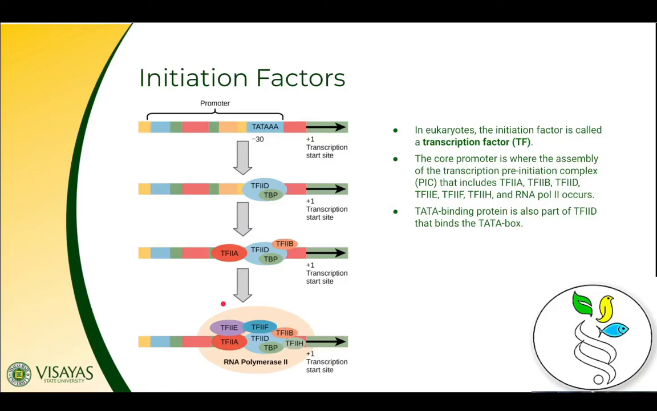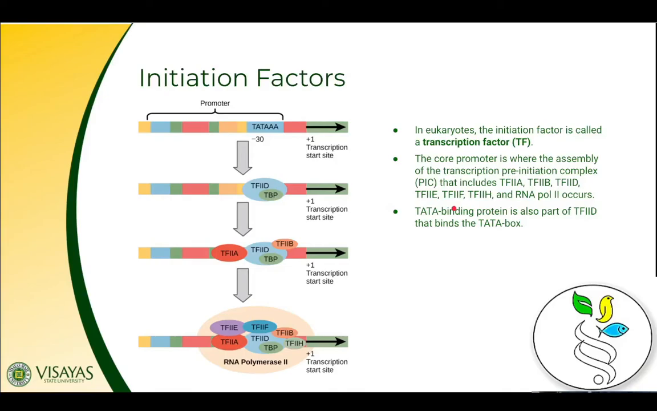Okay, so the core promoter is where the assembly of the transcription pre-initiation complex, the PIC, occurs. It includes TFIIA, TFIIB, TFIID, TFIIE, F, H, and RNA polymerase II. So it is at that core promoter. The TATA binding protein is also part of the TFIID that binds the TATA box. So this is the case for eukaryotic organisms. Again, for prokaryotes, the initiation factors are called the sigma factors, while for eukaryotes, they are called transcription factors.